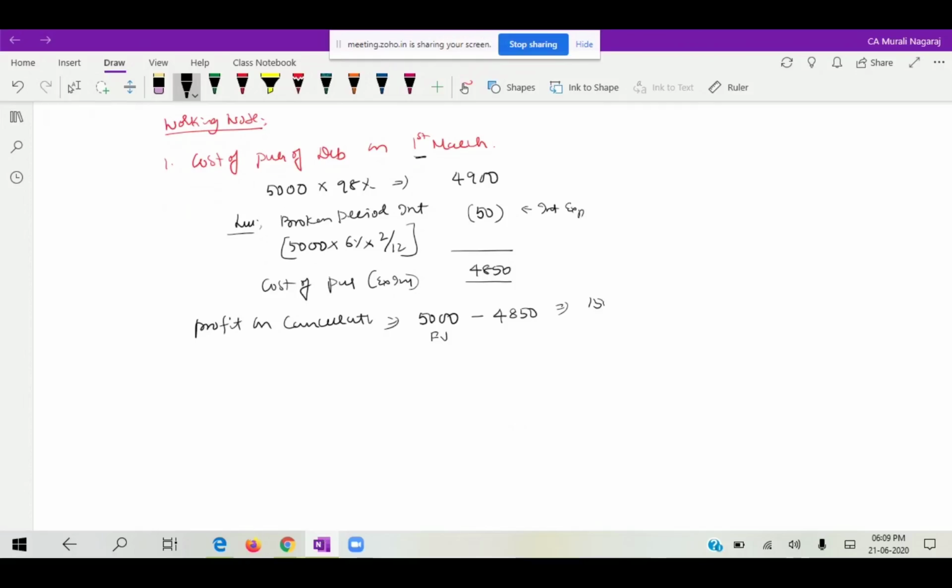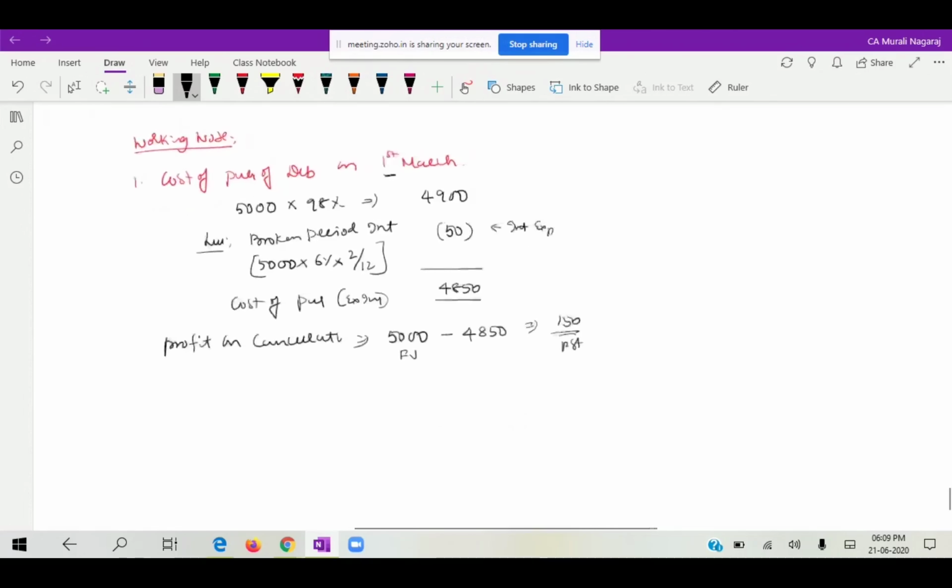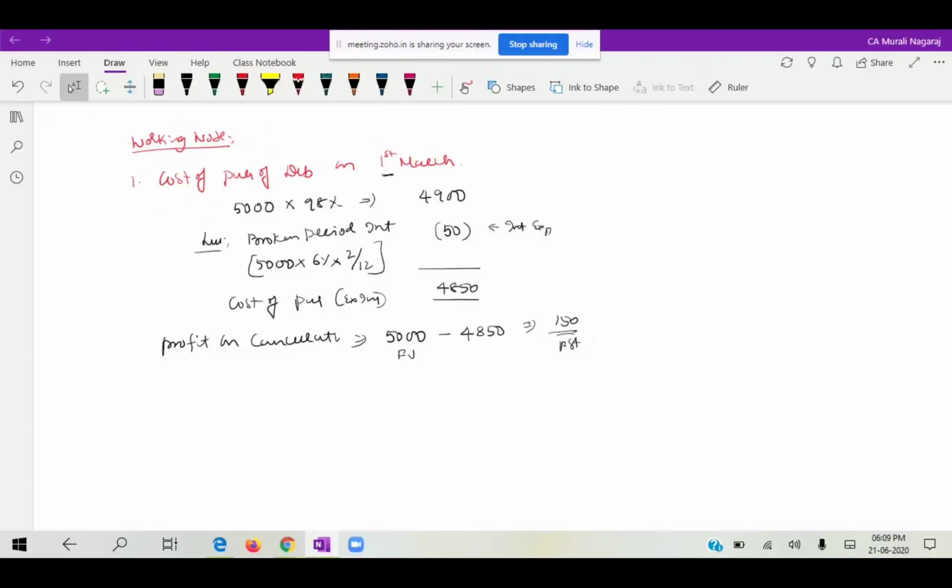4,850. Therefore, 150 is the profit which is supposed to be transferred to P&L. Correct? Now look out. For entry purposes, I will show you directly: this amount 4,850 is there. This we can directly cancel. Correct? Since it is for immediate cancellation, I can immediately cancel the debenture.